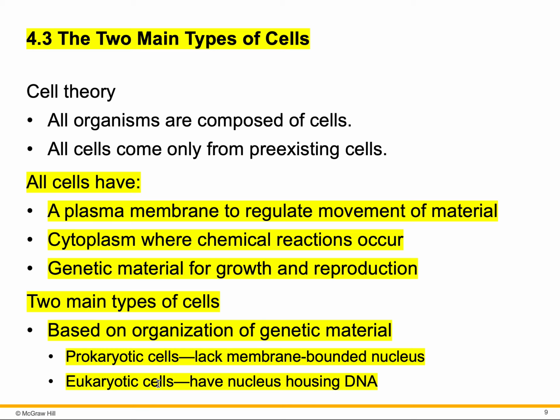There's the prokaryotic and the eukaryotic cell. The main difference between pro and eukaryotic is that prokaryotic cells do not have a nucleus. They have no nucleus, and a eukaryotic cell does have a nucleus. We're going to go over more of the differences between them, but this is the main one. Prokaryotic cells have no nucleus. Eukaryotic cells have a nucleus.